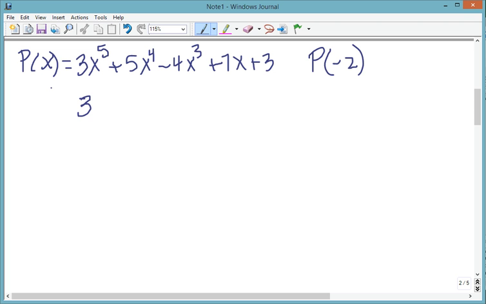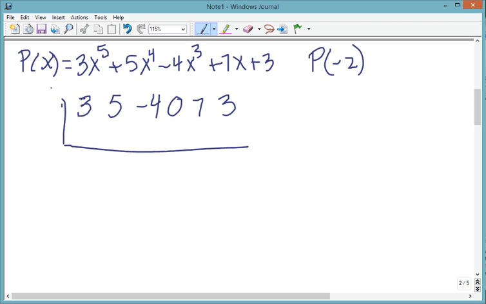We'd have 3 is x fifth, and 5 is x fourth, and negative 4 is x cubed, and there's no x squared, so that would be 0, and then 7, and then 3. And I'm going to divide with negative 2, which would be like dividing by x plus 2, right? So the first one I bring down, and then I start multiplying and adding, right?